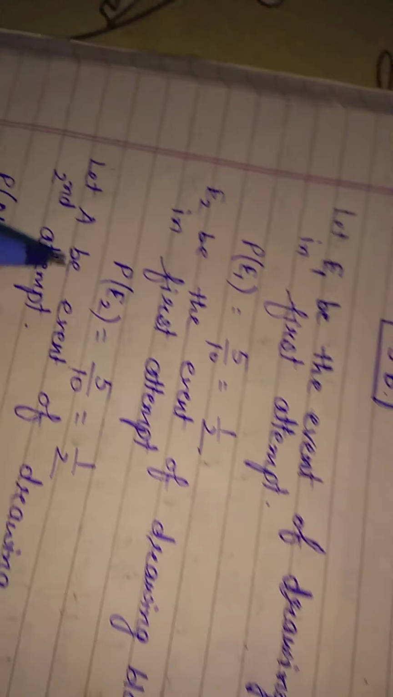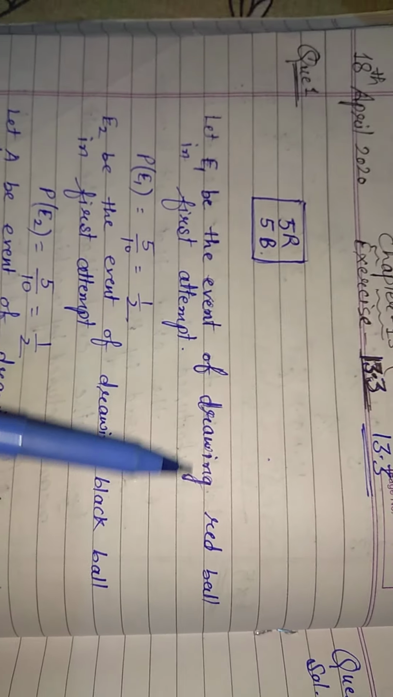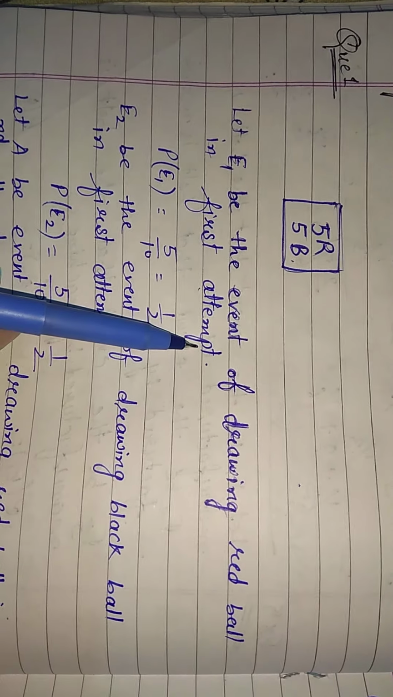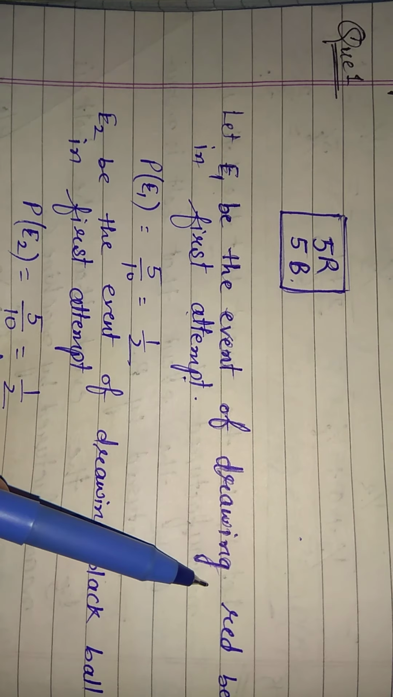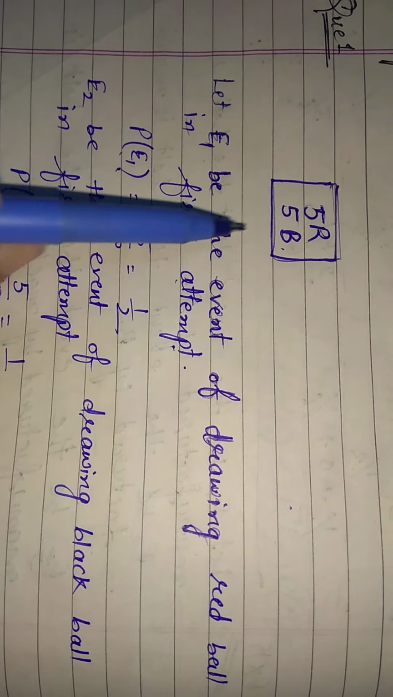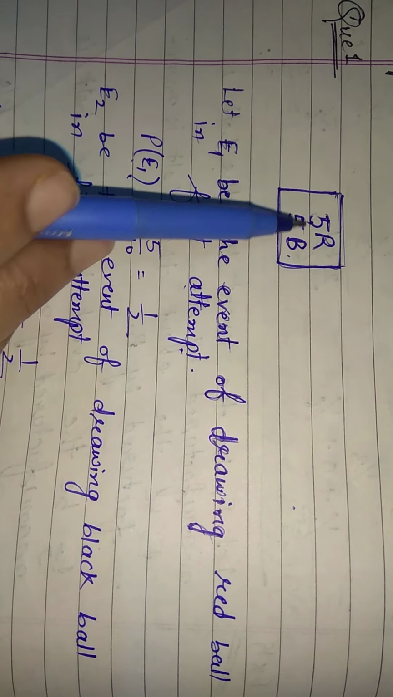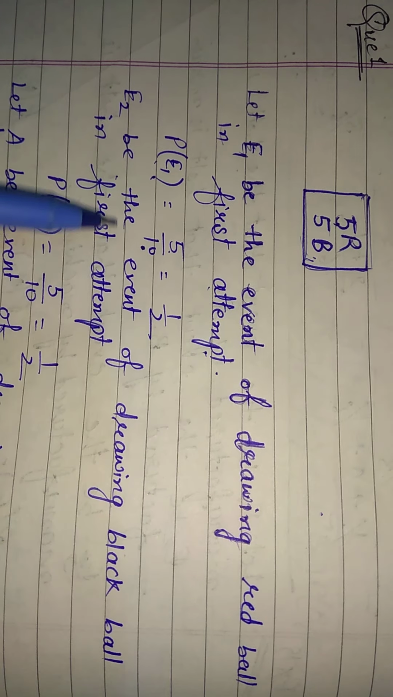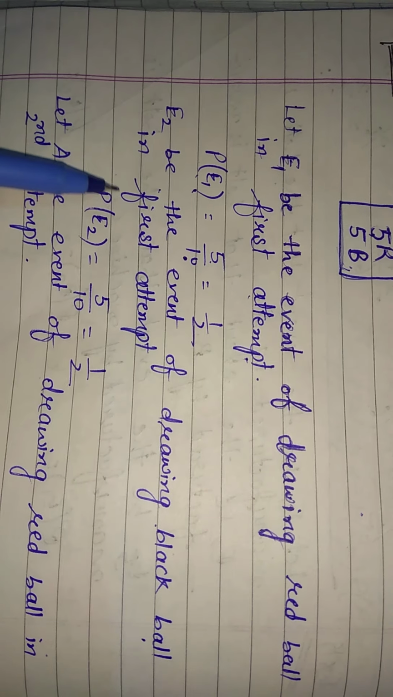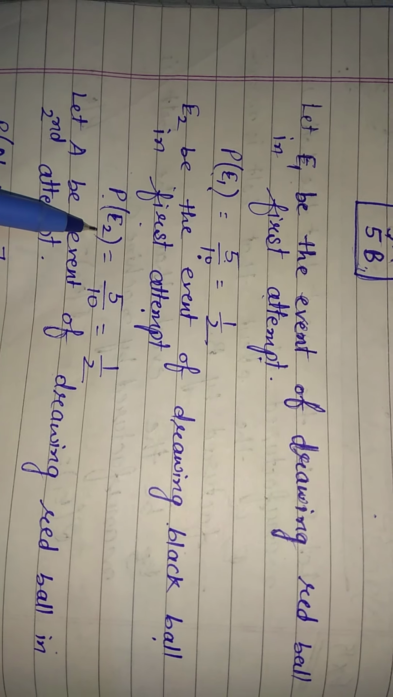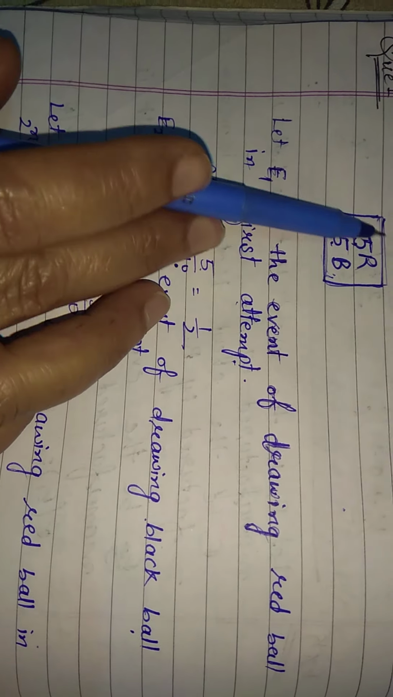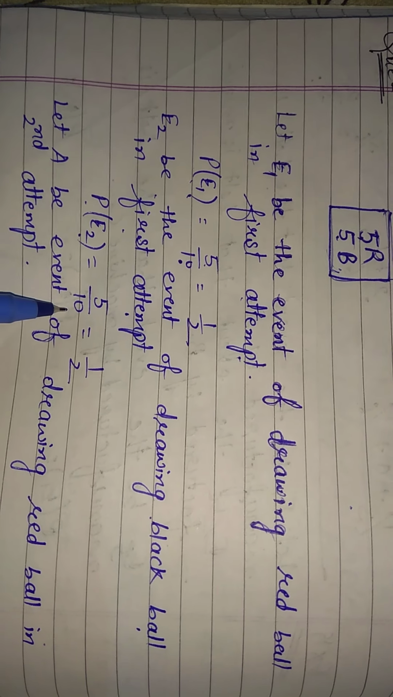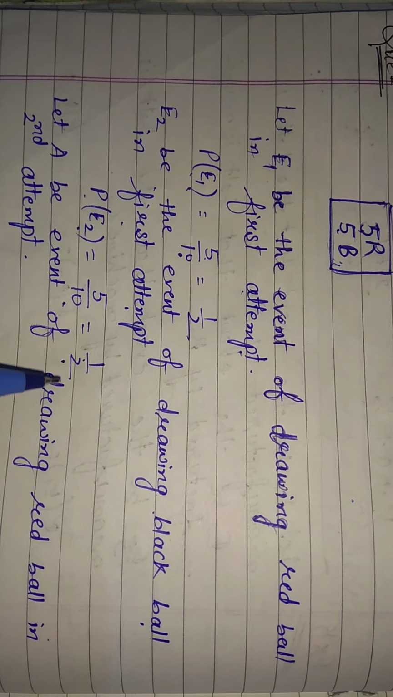Okay, so let E1 be the event of drawing a red ball in the first attempt. Suppose you have drawn a red ball first. Then what is P(E1)? How many red balls are here? 5 and total are 10. Then what is the probability? 5 upon 10. And E2 be the event of drawing a black ball in the first attempt. That means P(E2) is 5 black and total are 10. Then what is the probability? 5 upon 10. It is 1 by 2.